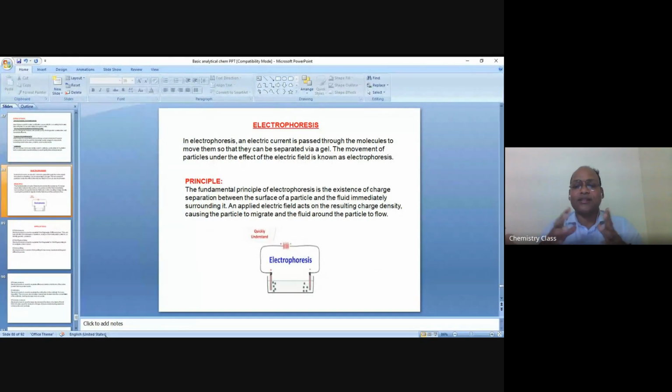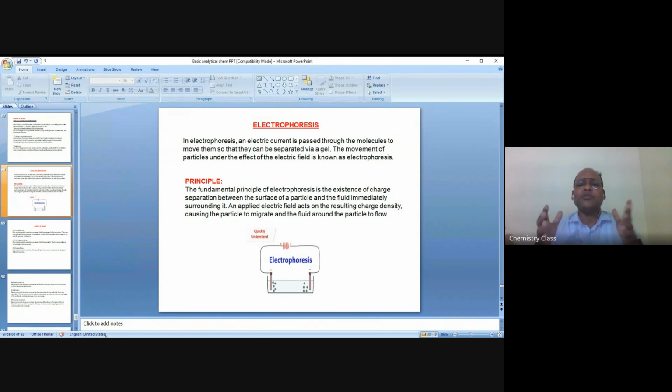Electrophoresis means the transport of charged particles, you can say. In electrophoresis, an electric current is passed through the molecules to move them so they can be separated with a gel. The movement of particles under the effect of an electric field is known as electrophoresis. So the fundamental principle is that when the electric current is applied, the two types of ions will be there, the cation will move toward the anode and the anion toward the cathode.